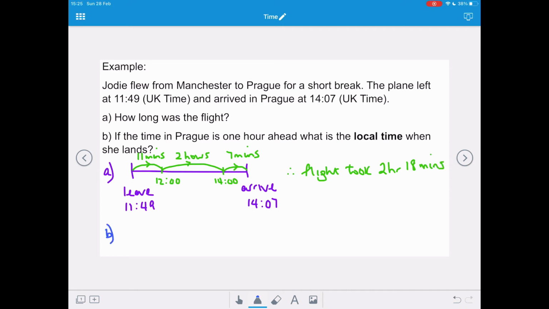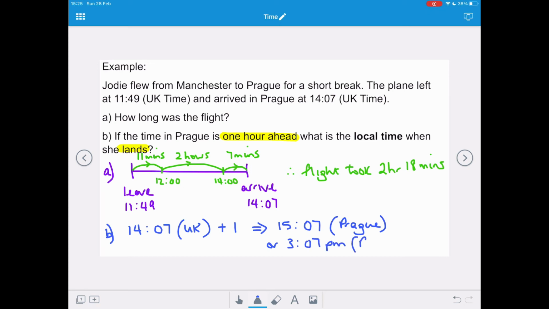Now in part B, if the time in Prague is 1 hour ahead, what is the local time when she lands? So it says Prague is 1 hour ahead, and we want to know the time when she lands. And we know from the question that she arrived in Prague at 1407 UK time. So if we take 1407 UK time and add on 1 hour, we'll get the time in Prague. And so the time in Prague is 1507 Prague time. Now we can write that in 12-hour clock by taking away 12, and it's 3:07 p.m.